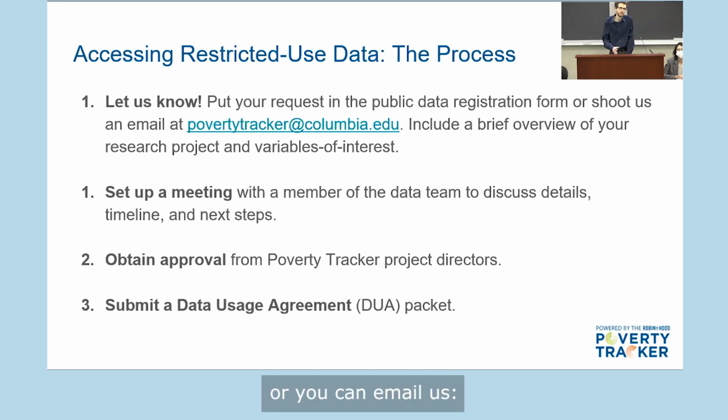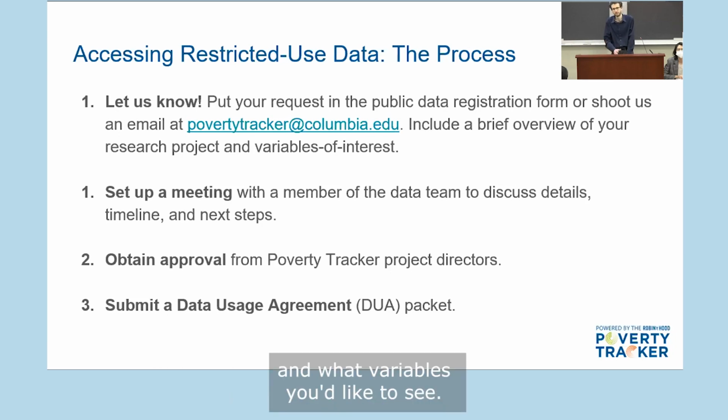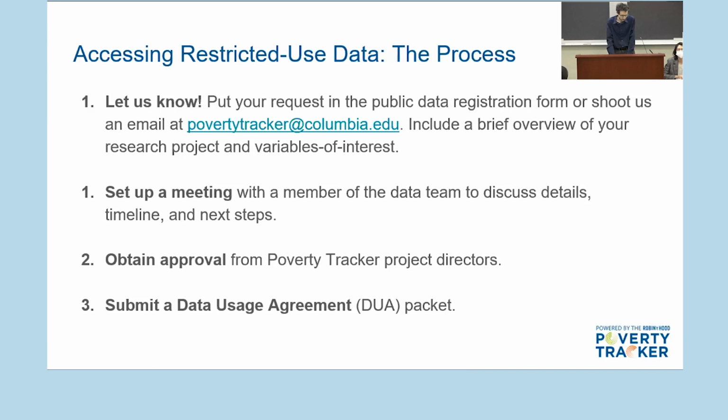Or you can email us. We have a general email here, povertytracker@columbia.edu. And just let us know a little bit about what you're interested in, both your research project and maybe what variables you'd like to see. The next step, there's two step ones. Well, okay.